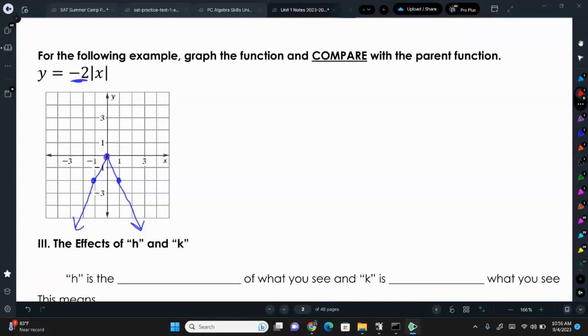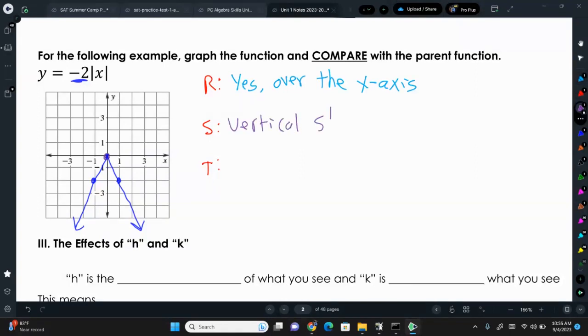And then when we compare it, we always do what is called RST. R asks you, is there a reflection? Yes or no? Yes, there is a reflection over the x-axis. Shrink or stretch, there is a vertical stretch because the number in front is 2.